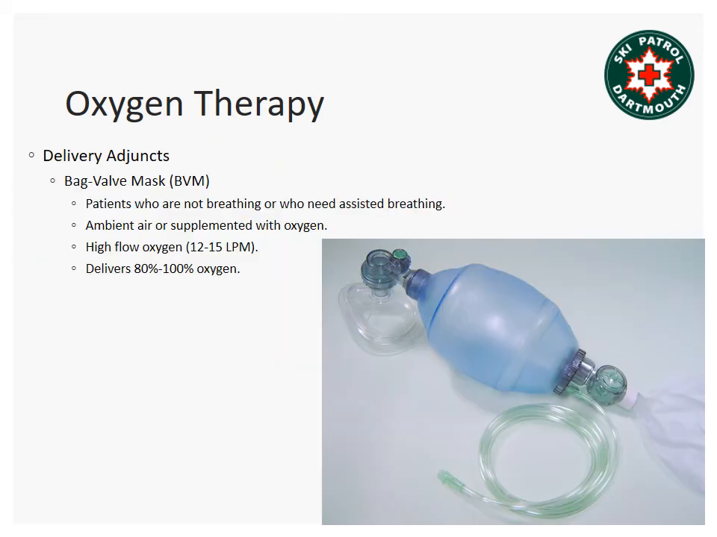The third delivery device that we're likely to use is the bag valve mask, and you should be familiar with this from CPR class. This is used for patients who are not breathing or who may have inadequate breathing and need assistance taking a breath. These can be used with ambient air or they can be connected to oxygen. And when they're connected to oxygen, you want to use high flow, 12 to 15 liters per minute.